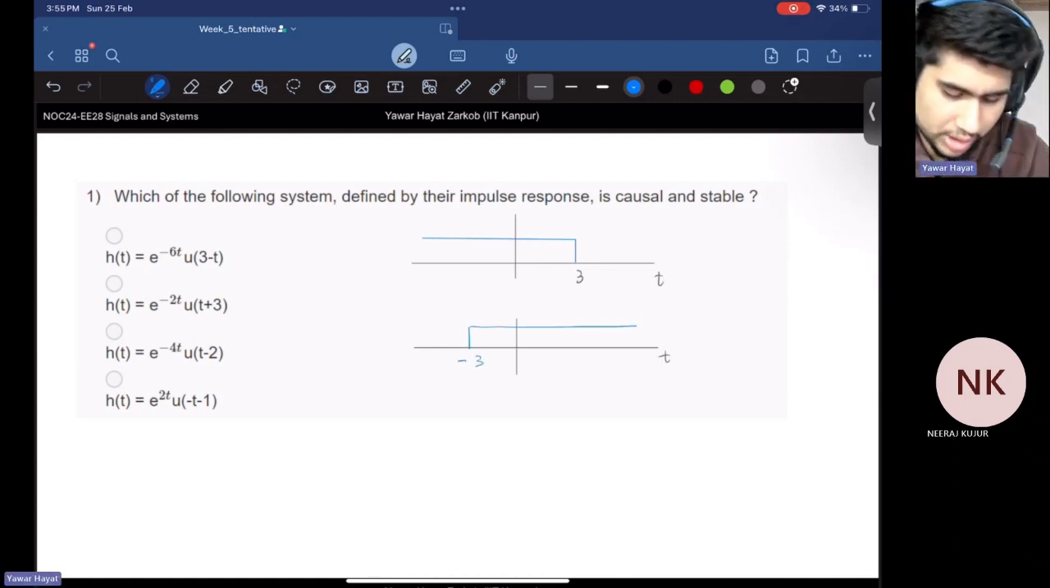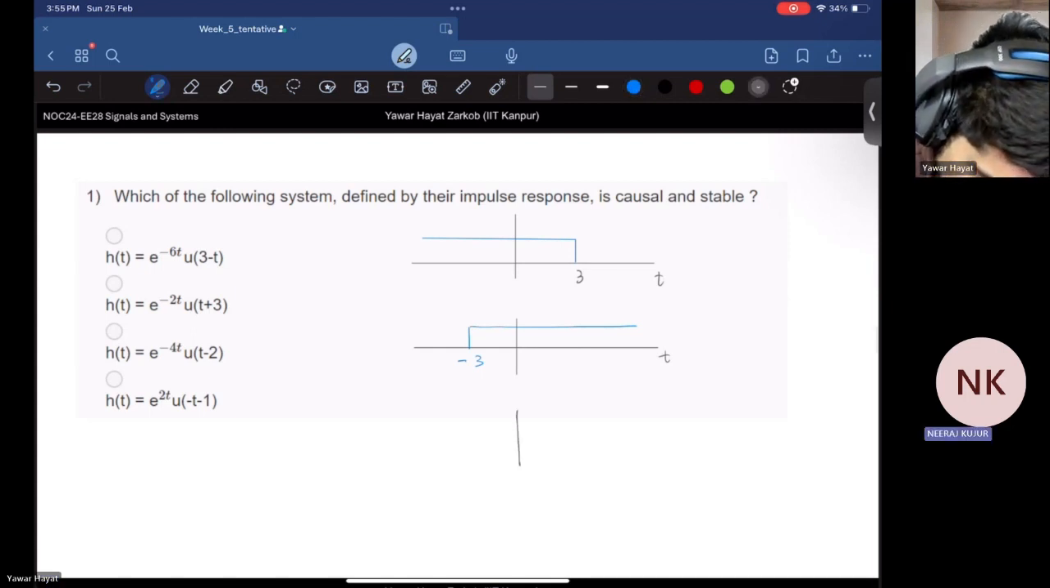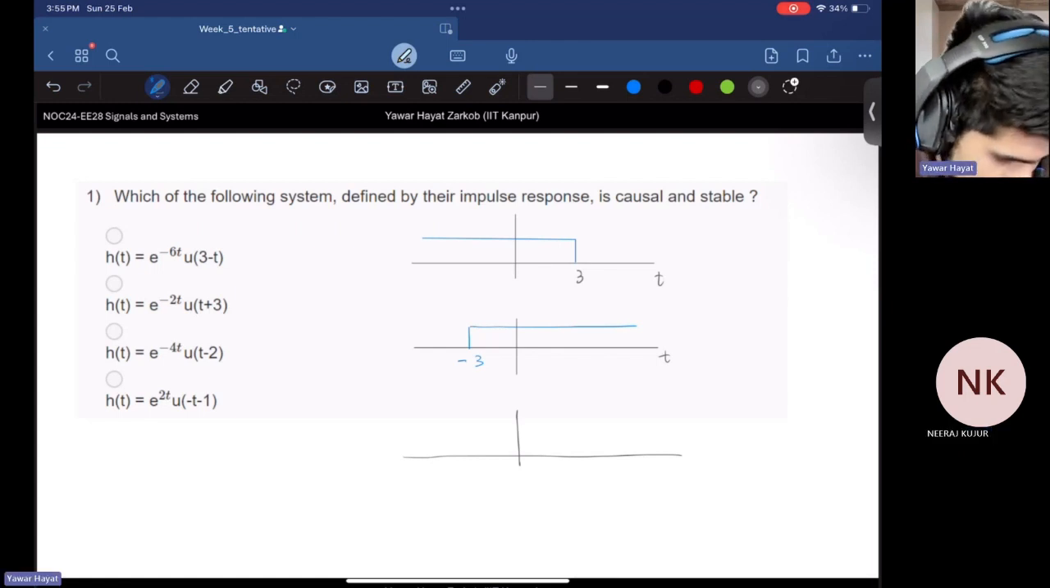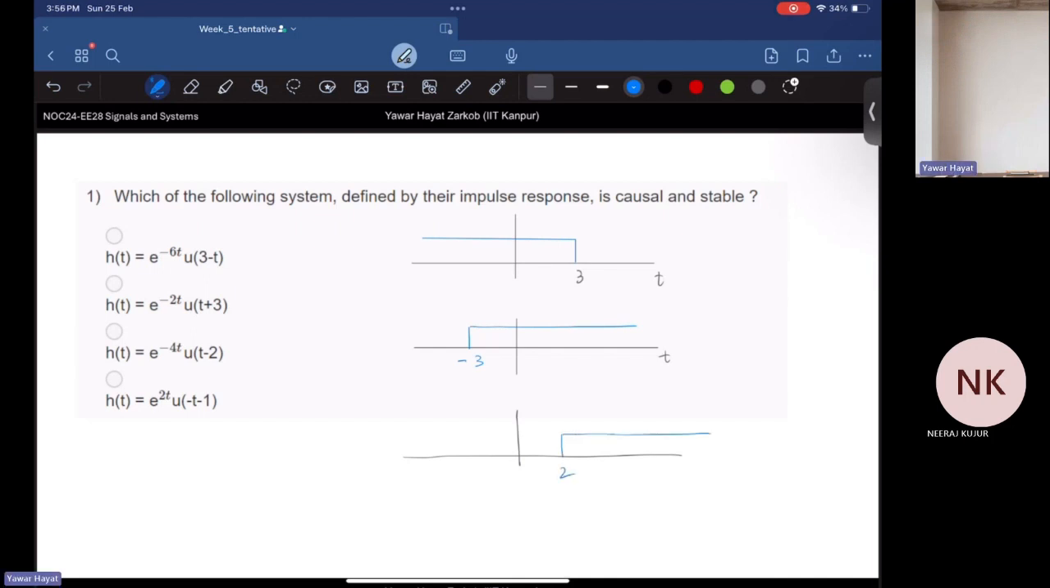This is u of t plus 3. What about u of t minus 2? So unit step function, delayed 2 units. So it should be something like this, right?